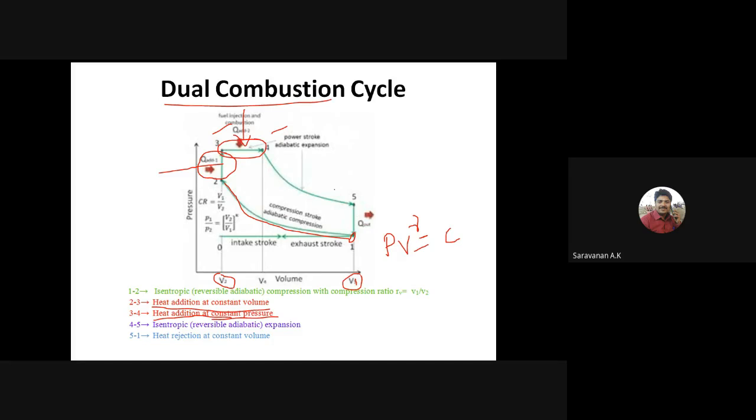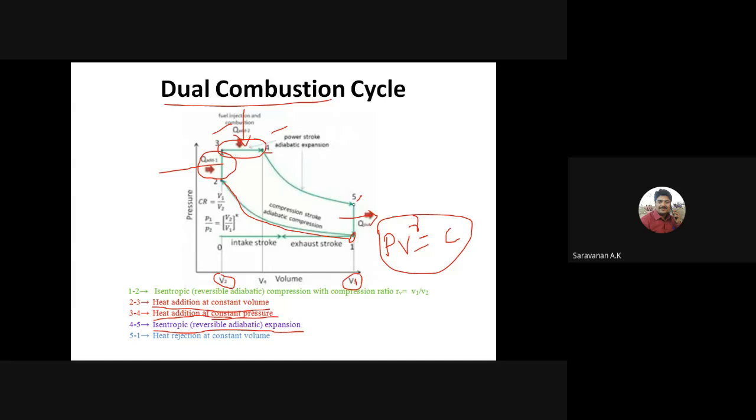Reversible adiabatic expansion process, or an isentropic expansion process. So here also we are using the same PV^γ = C for the process 4 to 5. The process 4 to 5 is isentropic, or reversible adiabatic expansion. And 5 to 1 is a heat rejection process.